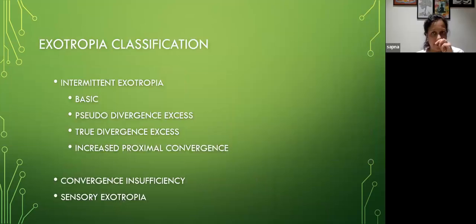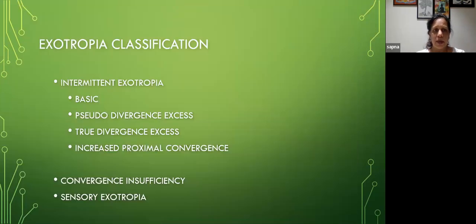So exotropia classification. We have the intermittent exotropia. This is Kushner's classification. Intermittent exotropia: the basic, pseudo divergence excess, true divergence excess, and the increased proximal convergence. Then we have the convergence insufficiency, and the very common one is the sensory exotropia.